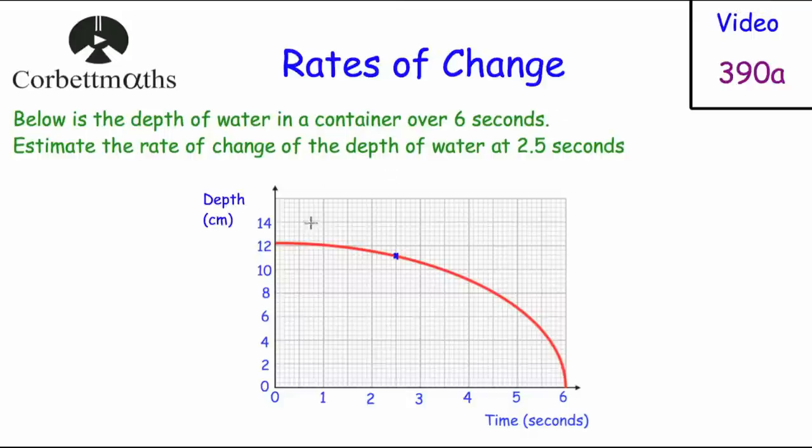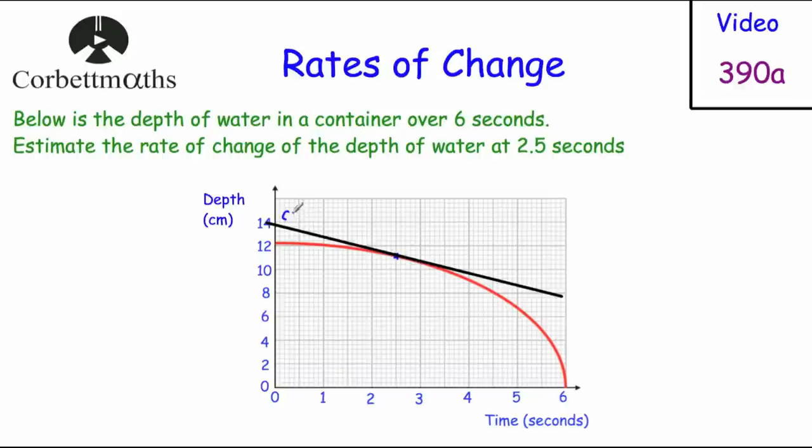So let's draw a tangent. So I've just drawn the tangent to the curve at 2.5 seconds. And if I find the gradient of that tangent, that's going to be the same as the gradient of the curve at that particular time. So that would tell us the rate of change of the depth of water at 2.5 seconds. So let's find the gradient of this tangent. So let's find two suitable points on that tangent to find the gradient. So let's start with this point here.